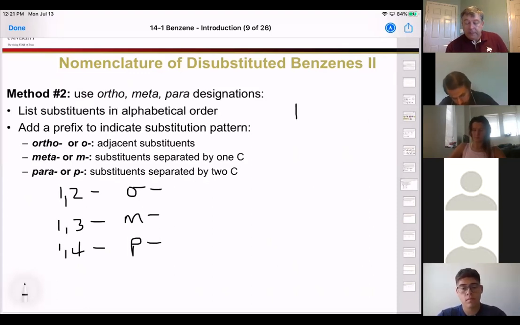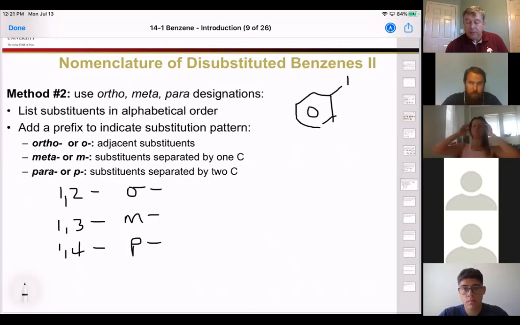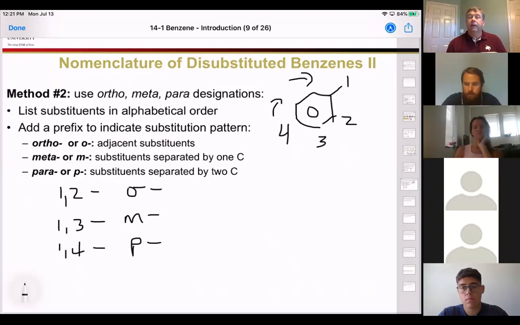So you only really have 3 patterns, because by naming it the lowest number, 1, 2, 3, by the time you get to 4, that's the most you can separate 2 things, because then you're going to be at 5 and 6 if you keep going around. So that's why we only have those 3 patterns available to us on di-substituted benzenes, okay?